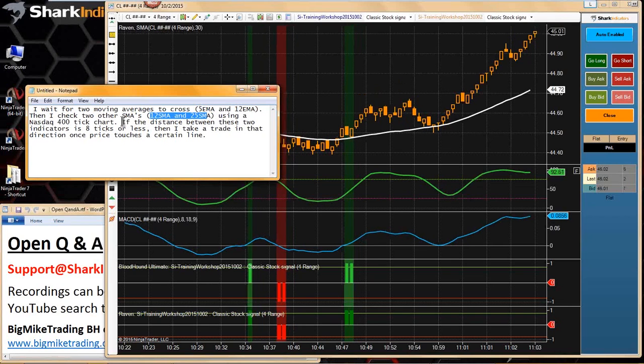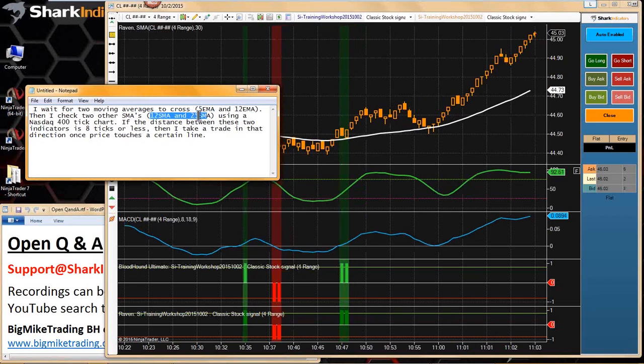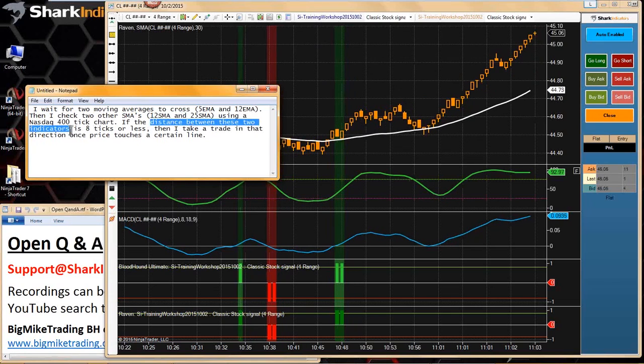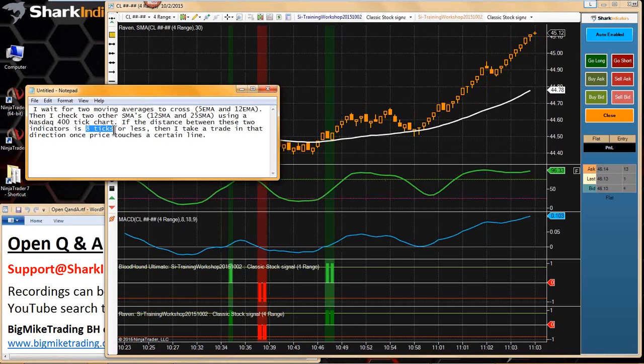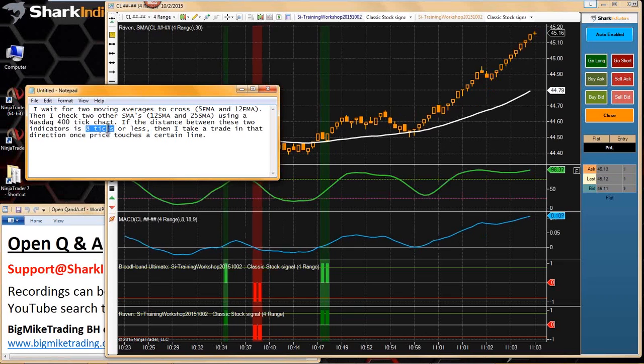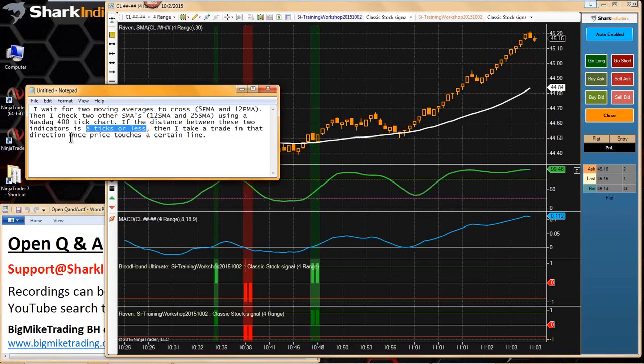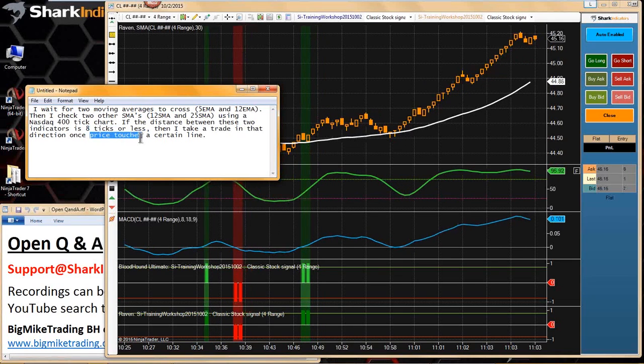So we're checking the distance between the 12 and the 25 SMA, and we want them to be within 8 ticks of each other. All right, so that's condition 2: we want 2 moving averages to be within 8 ticks or less of each other. And then the third condition is we're looking for price to touch a certain line.